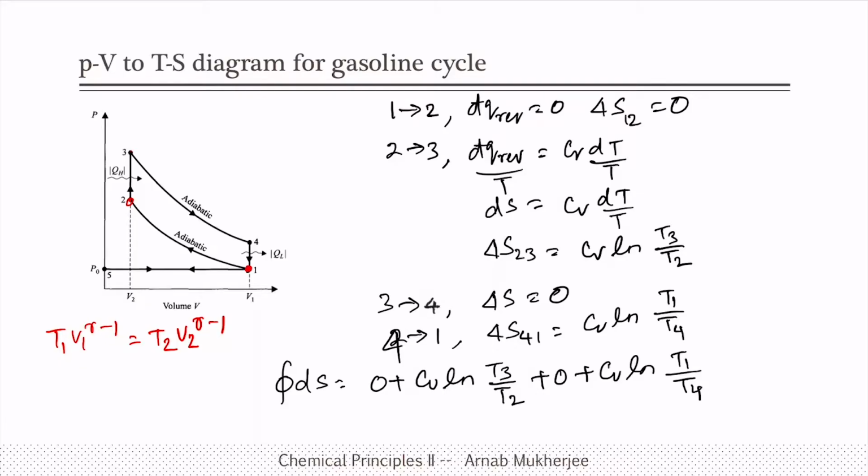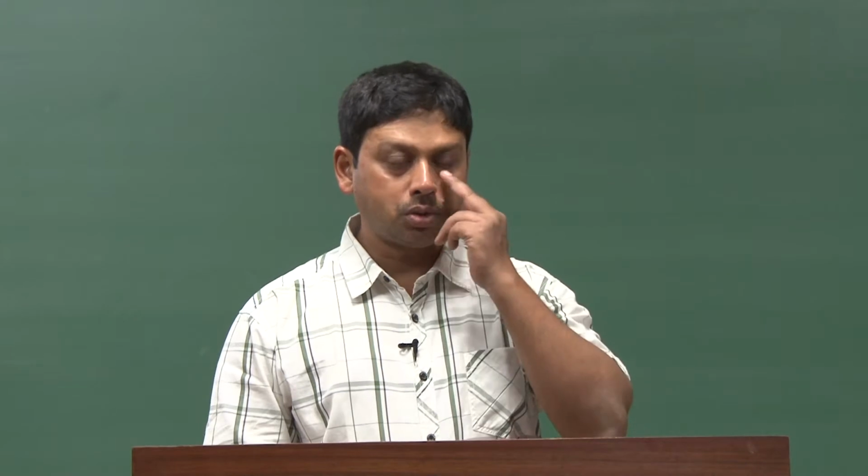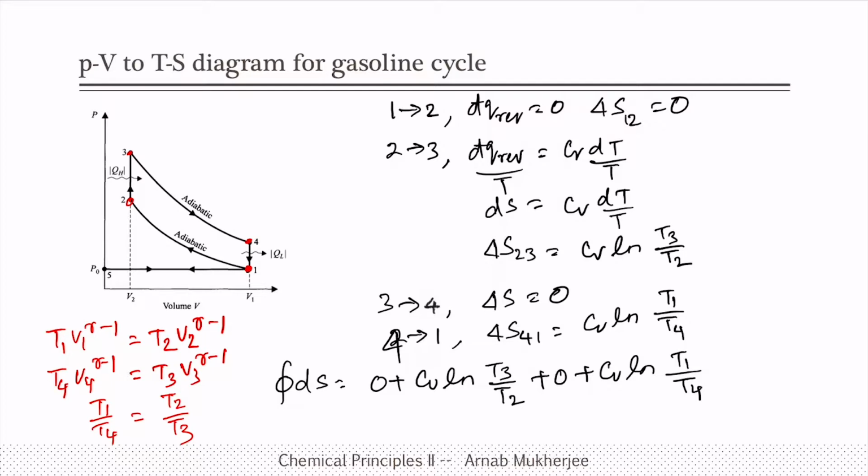Similarly, 3 and 4 are also connected by an adiabatic path, and therefore, we can use the 3 and 4 relation as T 4 V 4 to the power gamma minus 1 is T 3 V 3 to the power gamma minus 1. We have done that before also. Now, let us take the ratios of these two. So, T 1 by T 4, since V 1 and V 4 is same, is T 2 by T 3, right. We have not done PV to TS diagram as of yet. What right now we are doing is just to show that the overall entropy is 0. First we will do that, and then we will talk about PV to TS diagram.